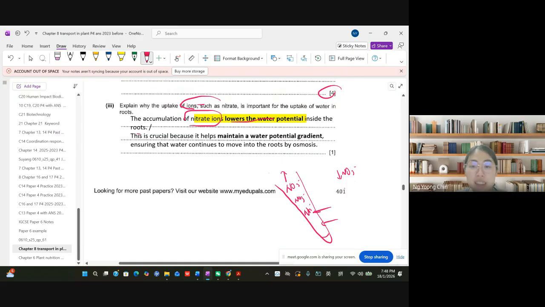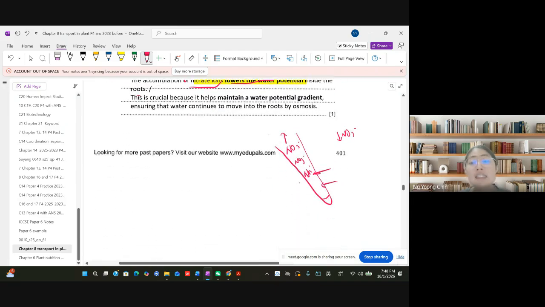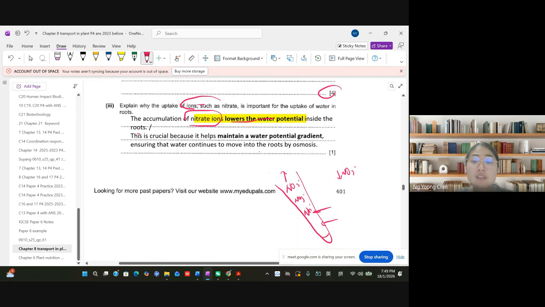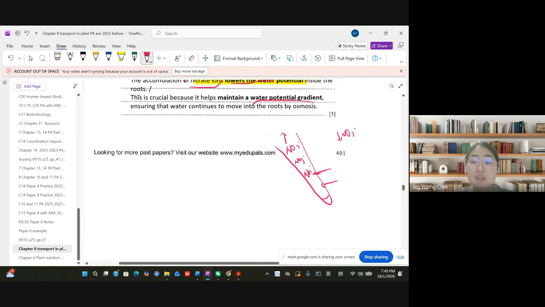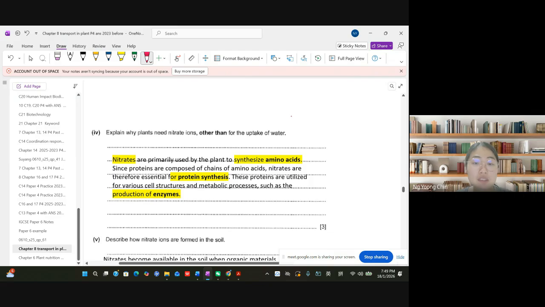Because outside they have a higher water potential due to the very low concentration of nitrate ions, but inside they have a lower water potential due to the high concentration of nitrate ions. So just remember to mention that water moves into the roots by osmosis.